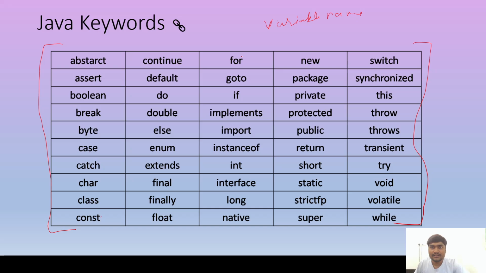Like if you want to write int for is equals to 5, we cannot create this variable because this particular word "for" is already reserved as a keyword by Java. So any of the keywords stated here cannot be used in variable naming or any kind of stuff. We use them only in the syntax.